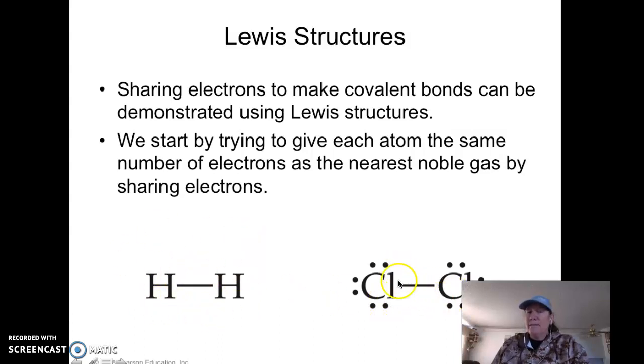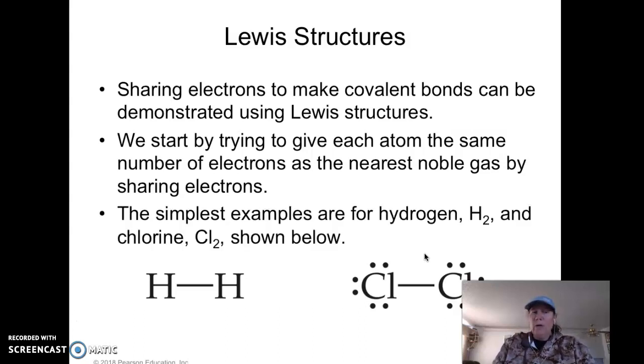Chlorine has 7. Okay, so 6 of its own, and then it shares 1 from this chlorine and 1 from that chlorine, and now they both have 8. So these are Lewis structures that represent the covalent bonds; this would be H2 and this would be Cl2. Okay, and again, you have to situate them. Now these are just 2, but when you have another molecule, you have a central atom and you have the things that go around it.